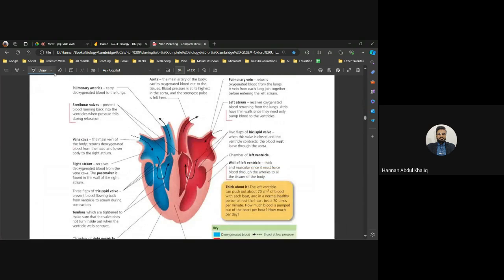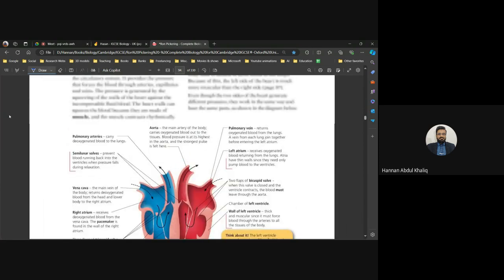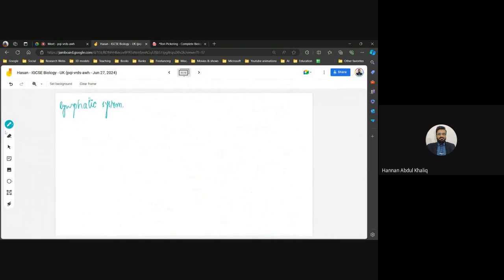All right, so we move to the next part, very interesting part, the heart. Now, about the heart, I'll tell you a bit on the Jamboard. The heart basically is a totally muscular organ, and it is divided into pockets, and those pockets are technically called chambers.